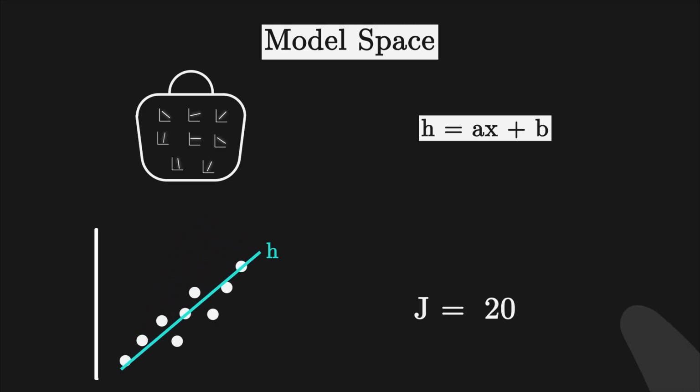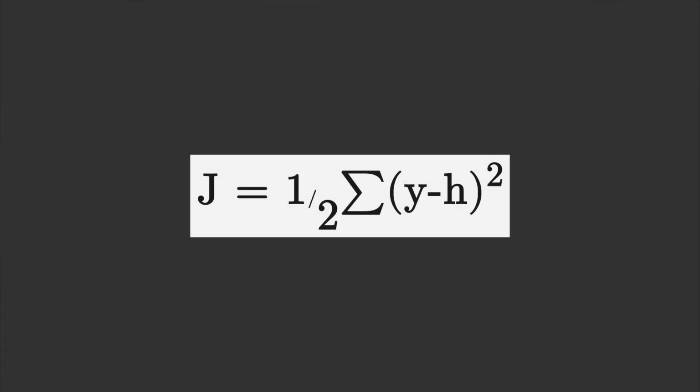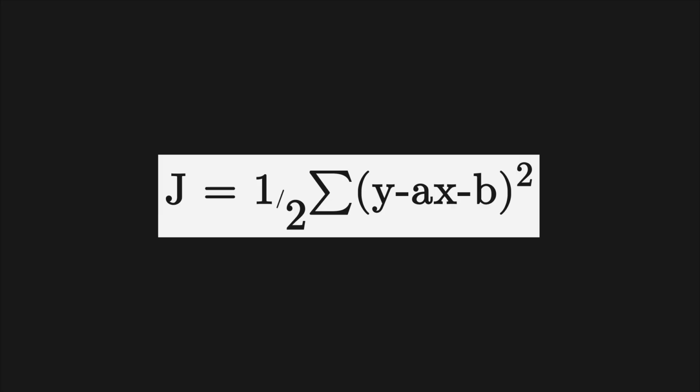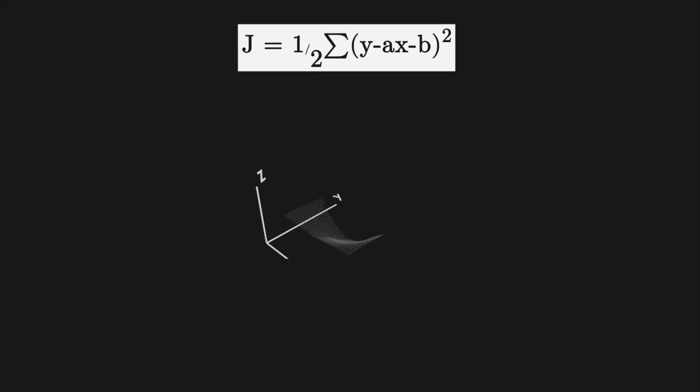To achieve this, we'll borrow a concept from multivariable calculus. If we expand this function, you'll realize that it only has two variables, the a and the b. The rest are known to us, and if we attempt to graph this, it will look something like this. This is a convex function with a global minima.